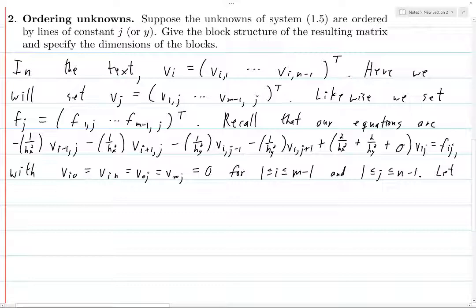So we're going to define some constants, and then we're going to use those constants to set up our matrix. So alpha is going to be 2 over hx squared plus 2 over hy squared plus sigma, beta x equals negative 1 over hx squared, and beta y is negative 1 over hy squared.